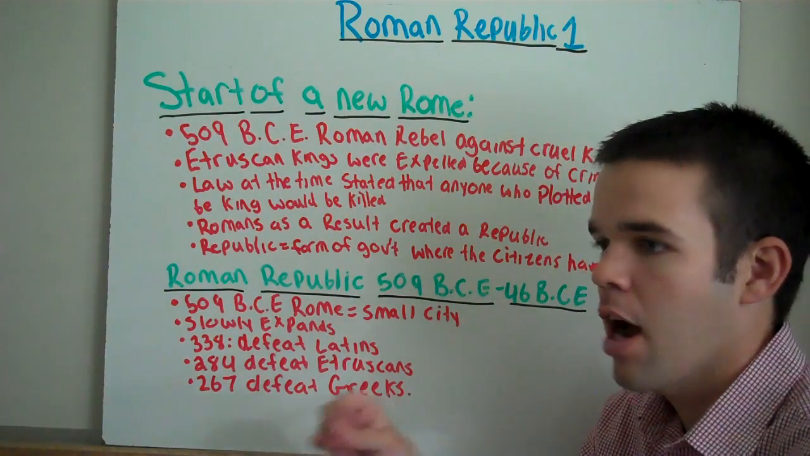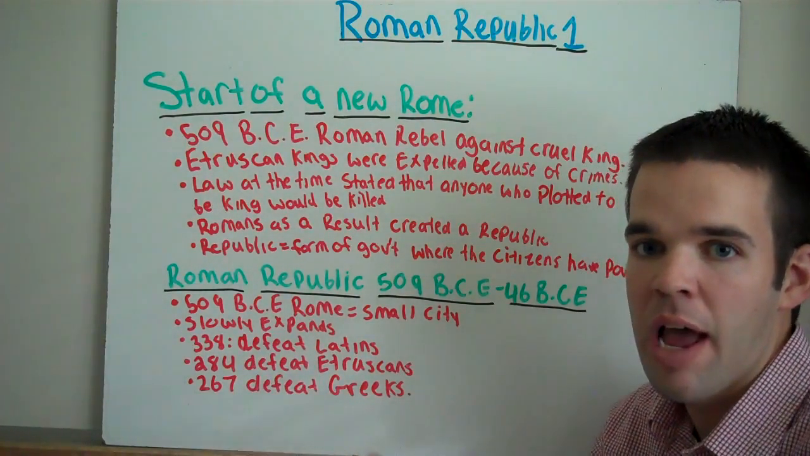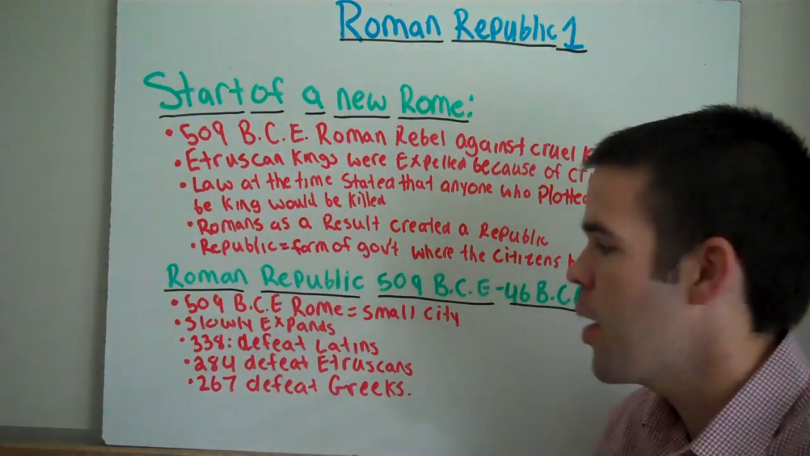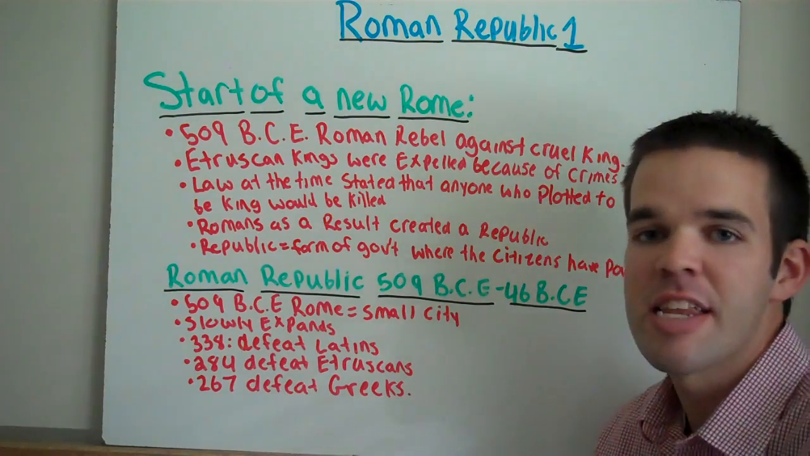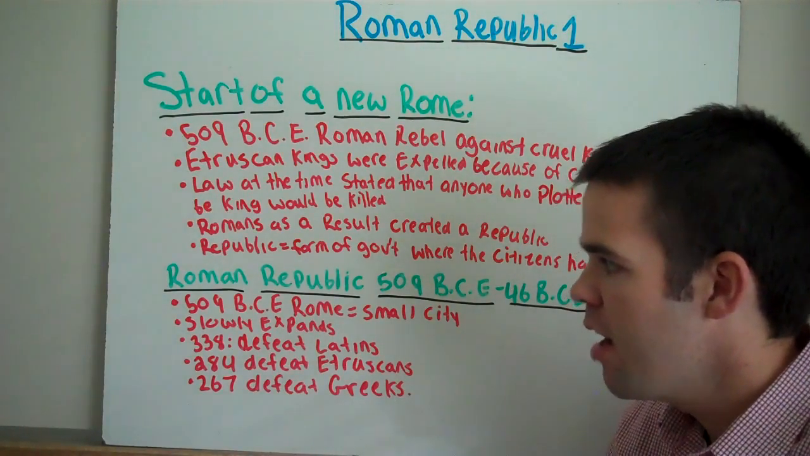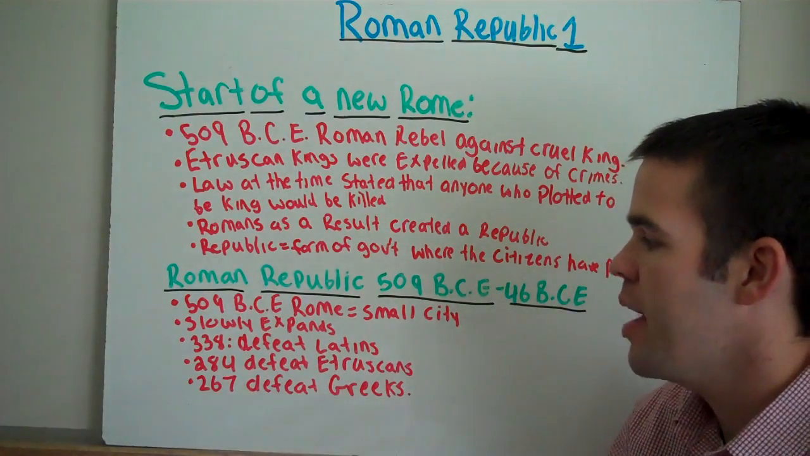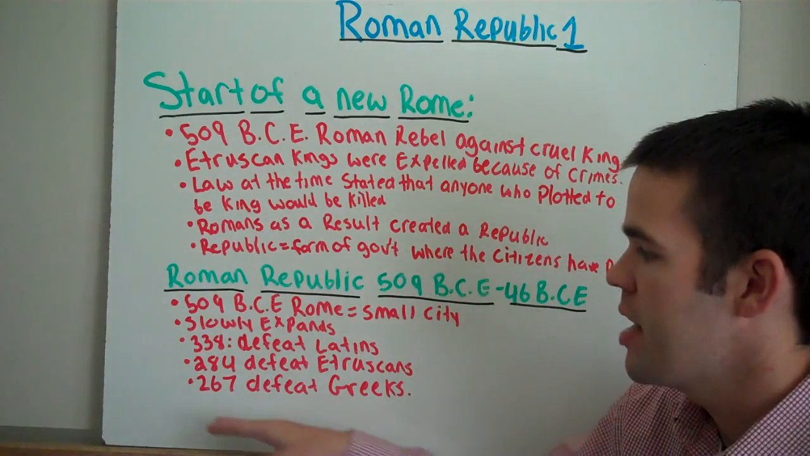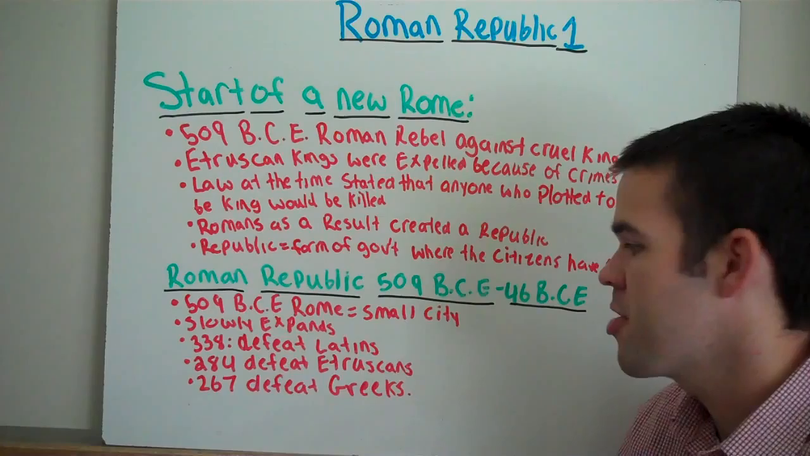They begin conquering and taking over little tiny areas around Italy and around the Mediterranean region. In 338, they go after the first major group. In 338, they defeat the Latins. A few years later, in terms of defeating groups, in 284, they officially defeat the Etruscans. And then in 267, they defeat the Mac Daddy group at the time, the Greeks.